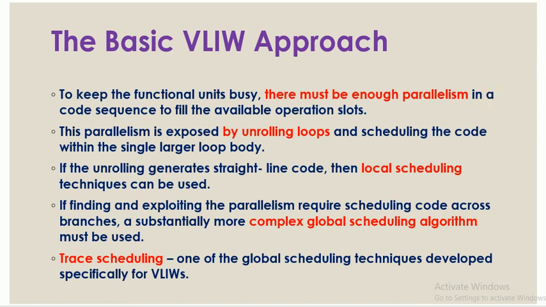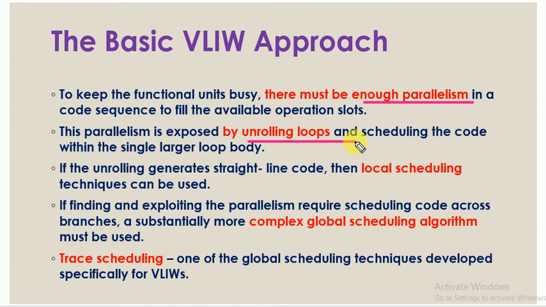To keep the functional units busy, there must be enough parallelism available with the VLIW approach. Even within a single packet, we have multiple operations to be executed inside the VLIW package. The parallelism can be found by using loop unrolling and scheduling, as we have already mentioned in the previous sessions. Local scheduling can also be used for the unrolled loops.